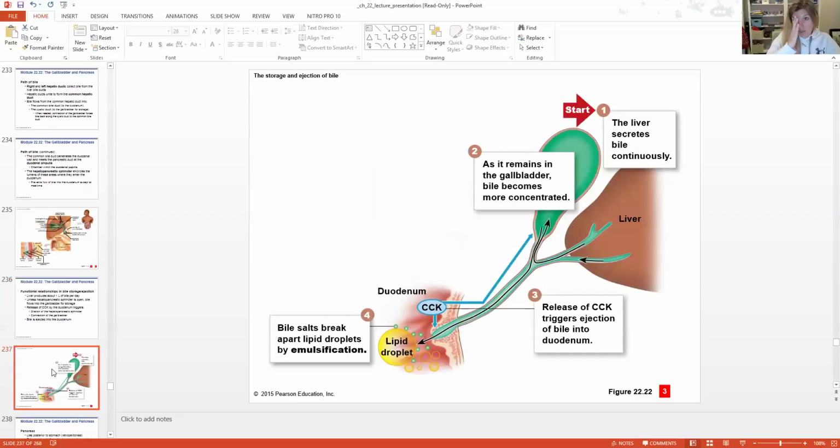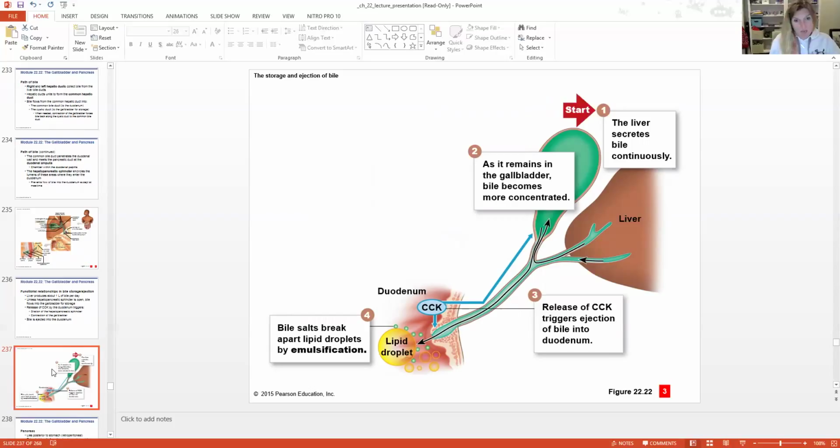Here you see the overall flow chart. And again, you can take note cards or even Post-its and put them in order, jumble them up and see if you can sequence them, or you can create your own flow chart from this page. So the liver secretes bile continuously, and as it remains in the gallbladder, the bile is just going to become more and more concentrated.